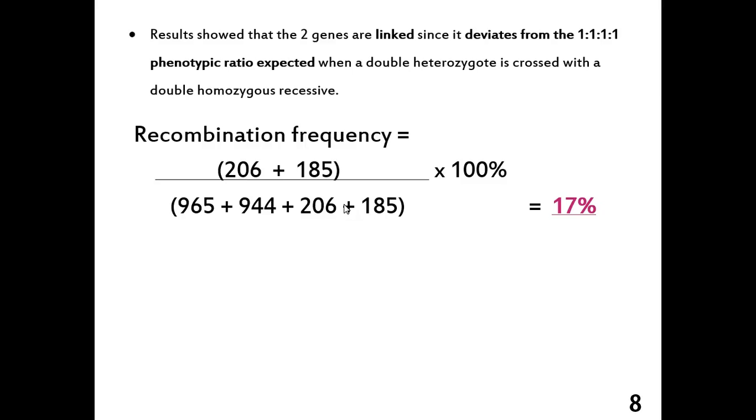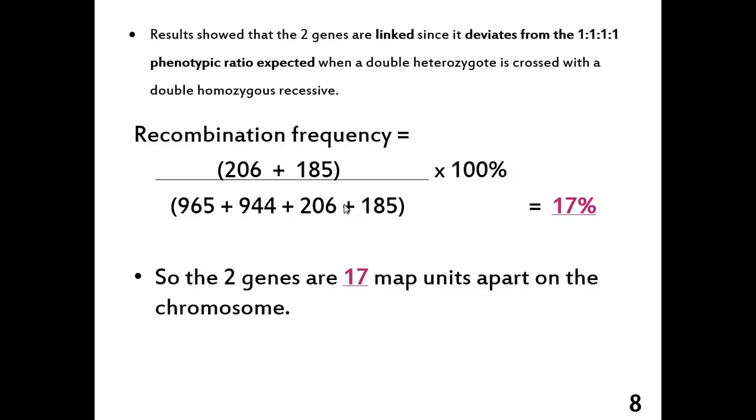When we work out the recombinant frequency, all we have to do is divide the total number of recombinants by the total number of offspring and multiply by 100%. This allows us to find out that the recombinant frequency is 17%, which translates to 17 map units apart for these 2 genes on the same chromosome.